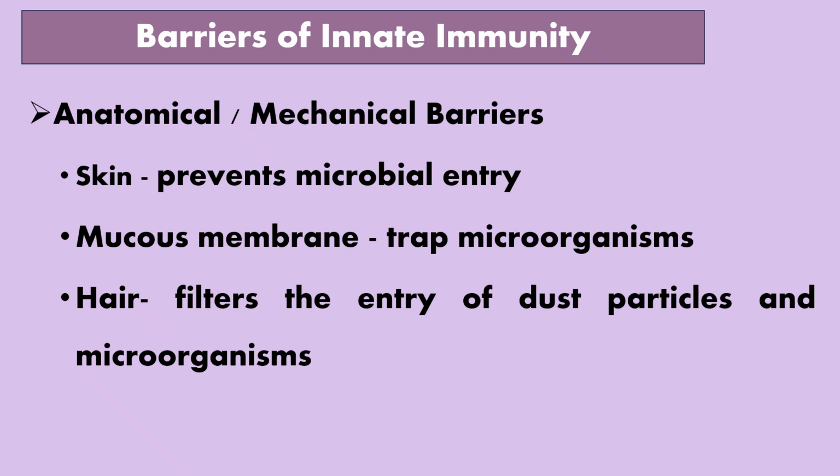Microorganisms and dust particles can enter the respiratory tract with air during breathing, and they get trapped in the mucus. And the next part is the cilia. These are hair-like appendages which propel the microorganisms out of the body. The third anatomical barrier is the hair. The presence of hair in the nose and the skin filters the entry of dust particles and microorganisms into the human body.